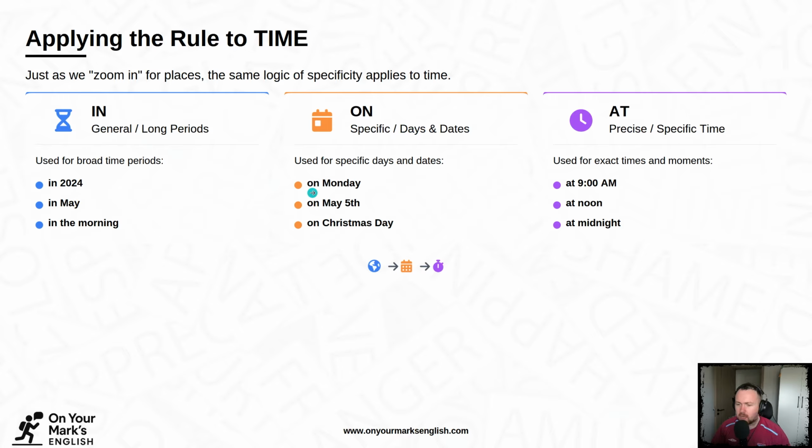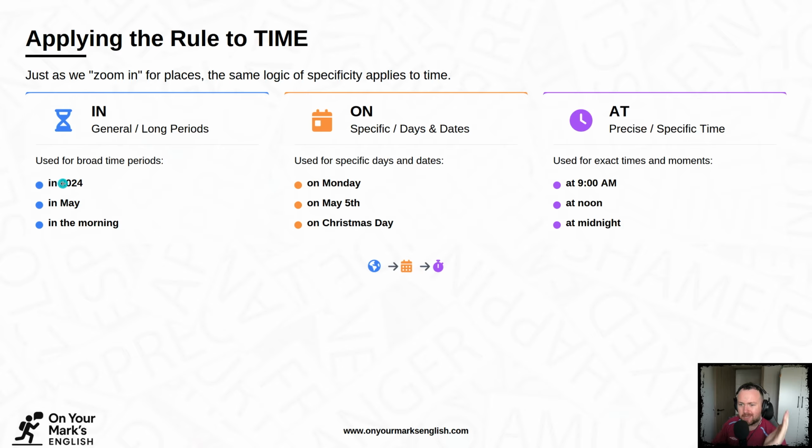On Monday, on Tuesday, on Wednesday, on Thursday, on May 5th, on June 8th, on August 19th, on Christmas Day, on Halloween, on St. Patrick's Day, on Easter Sunday. At is for precise and specific times. At 9 a.m., at 10 a.m., at noon, at midnight, at 3 p.m. Okay? Again, we're going from big to small.